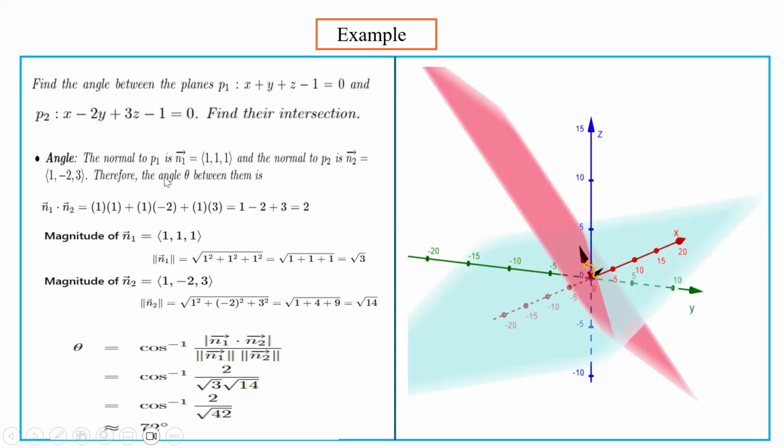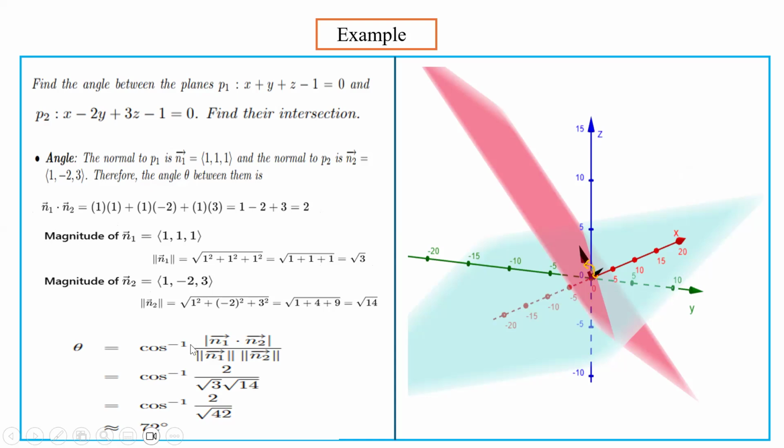So therefore, for the angle between them, the first thing we have to do is multiply the two normals to get the numerator. When we do that, we'll end up with a value of 2. So that will be our numerator. The magnitude of N1, we calculate that here, and that will give us root 3. The magnitude of N2, when we use the formula and calculate that, we'll have root 14.